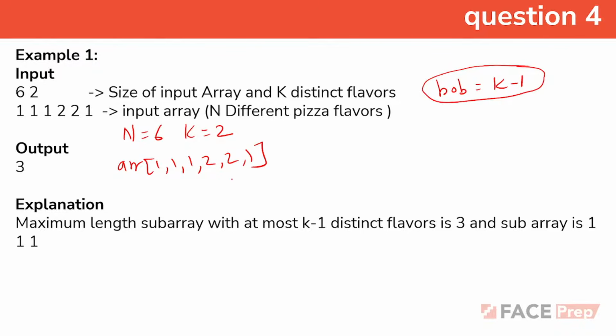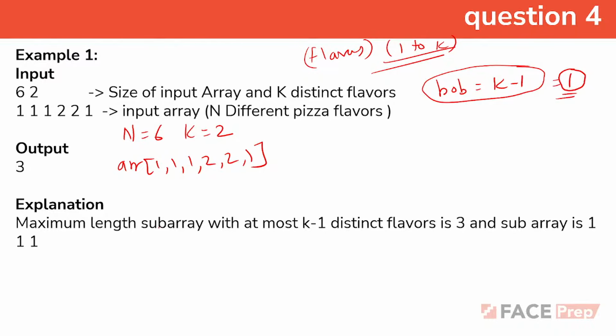Right? So let's try to understand and check whether Bob can eat or not. What is k over here? 2. 2 minus 1 is going to be 1. So Bob can eat up to 1 flavored pizza. The flavors are in the range of 1 to k, so we just keep track of those. That means Bob can eat only 1 flavor pizza, right?